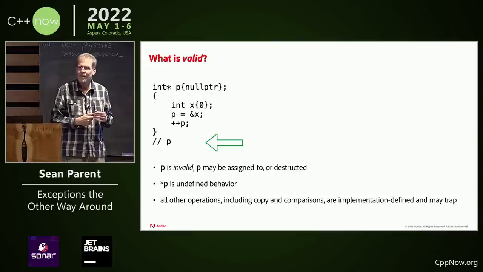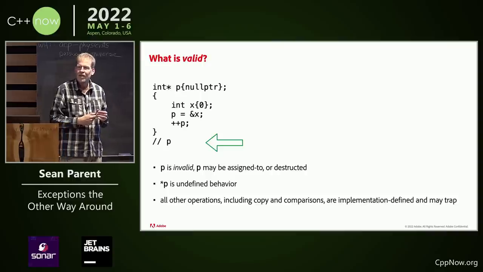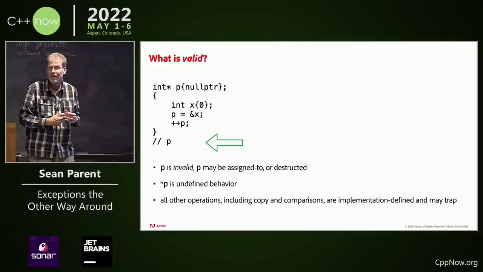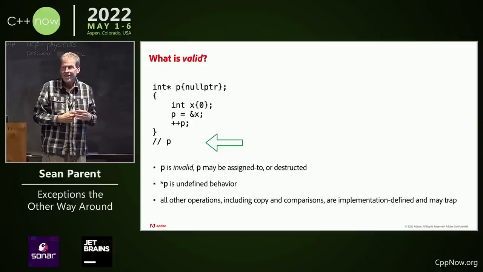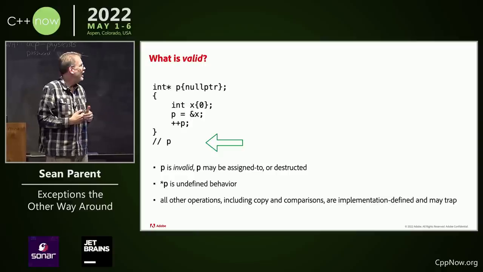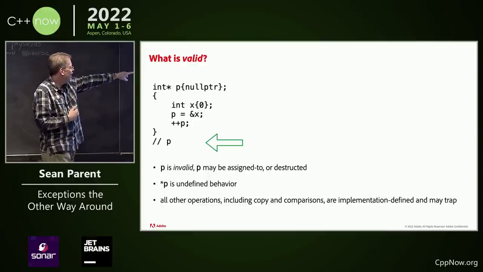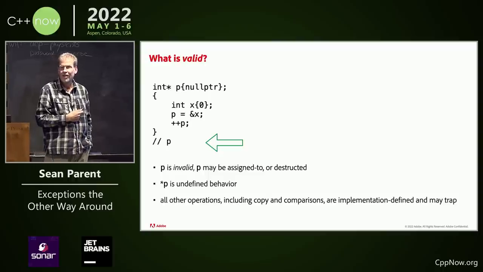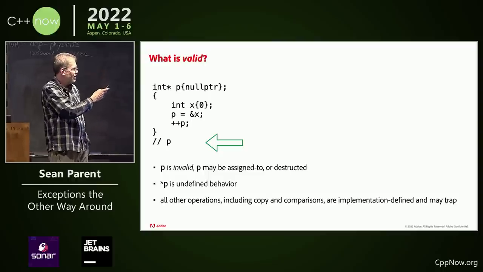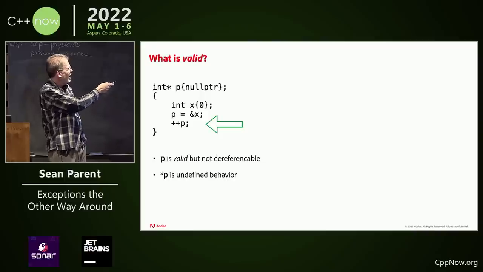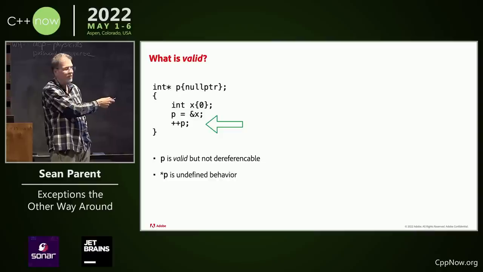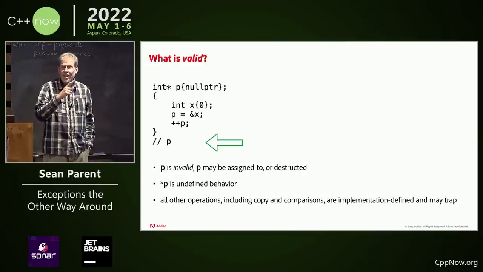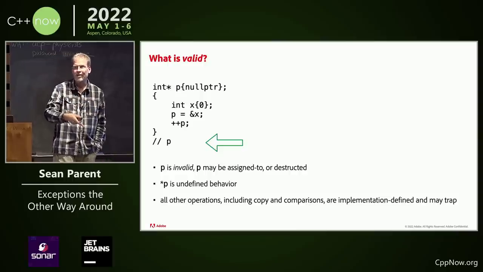This property of the C abstract machine, that the address one-past always exists, doesn't affect the example here? No, because X is now out of scope. So it is not just one-past. When we were at plus plus P, P was valid. Now down here, once we fell out of scope, P is valid but not dereferenceable, and star P is undefined behavior. If you have another plus plus, the another plus plus is itself undefined behavior.